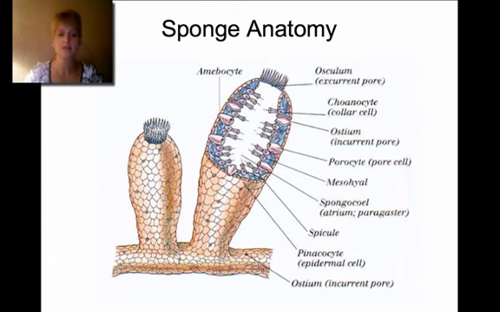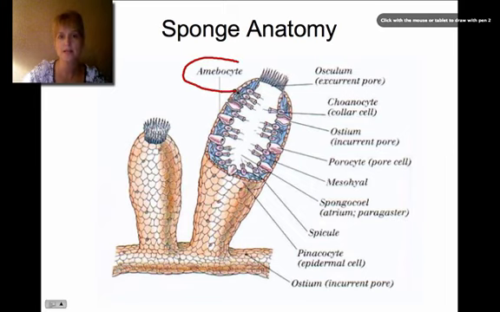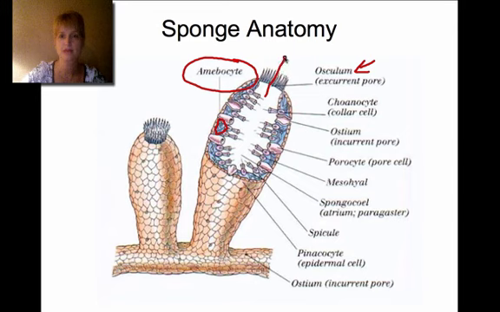So in sponge anatomy, the cells that we focus on are the amoebocytes. The amoebocytes are cells within the sponge that are very similar to amoebas, and that would be this part right there. It has an osculum, which is where the water flows out through. There are these choanocytes. These are collar cells. If you look at these little collar cells, you'll see that they have a flagella there. These choanocytes are responsible for basically moving water through the sponge.